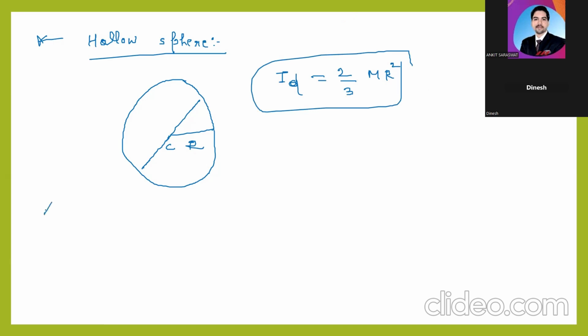If a cube is given like this, some standard shapes like these are the standard shapes which you must know. This is a cube. This cube is having side L. Clear? Mass is M. Its moment of inertia about its axis.